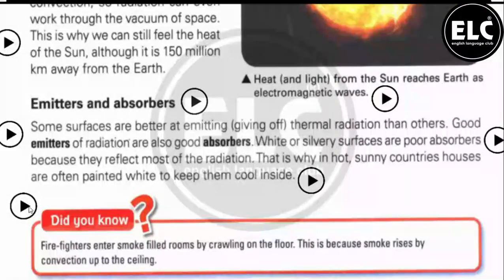Did you know? Firefighters enter smoke-filled rooms by crawling on the floor. This is because smoke rises by convection up to the ceiling.